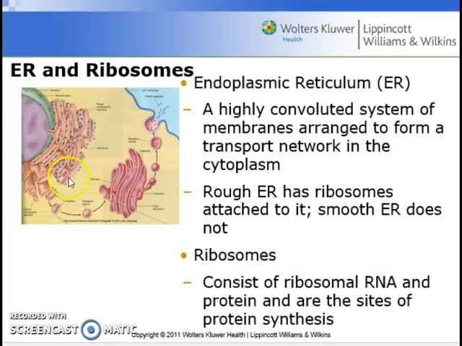So where you see all these small little purple dots, those are all the ribosomes that are used to generate proteins that will be used inside of the cell. And then also remember the smooth ER, that's where we have lipids being synthesized, but we don't use the ribosomes for that particular method.